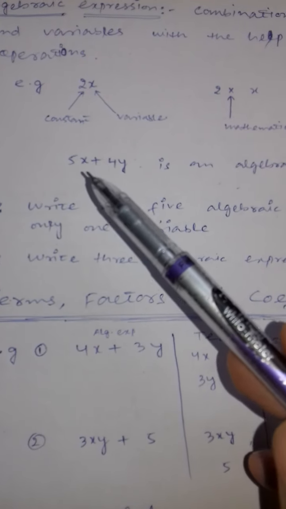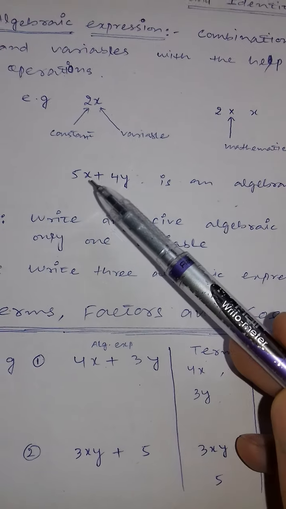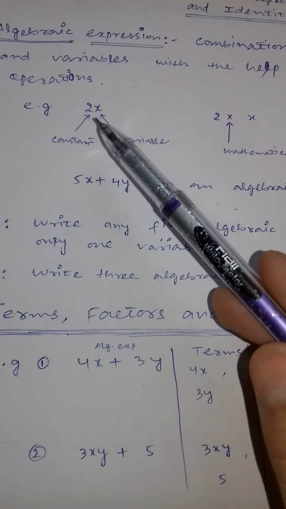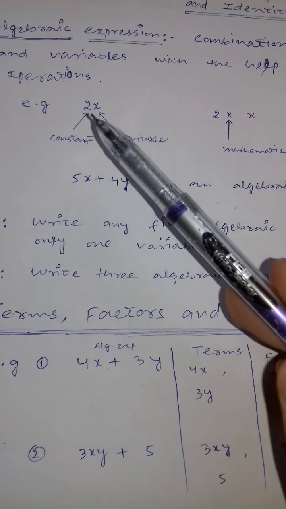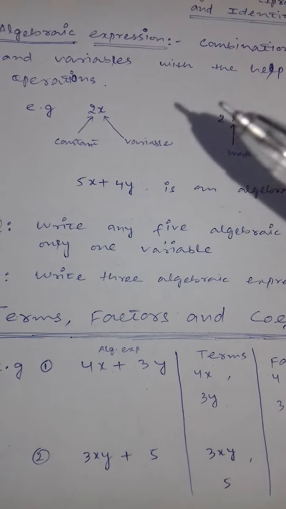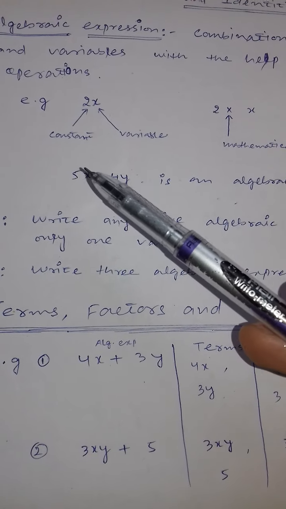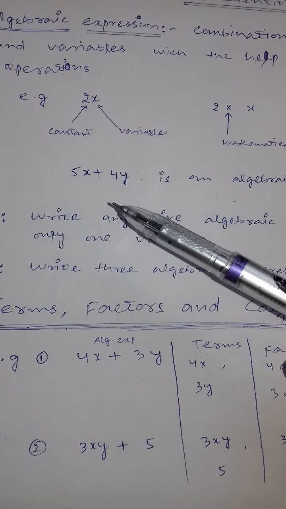Let's take one more. 5x plus 4y is an algebraic expression. Why? Because 5x is an algebraic expression, 4y is an algebraic expression. As you have seen here, it is just like 2x. 5x is just like 2x because here 5 is a constant, x is a variable, 4 is a constant, y is a variable. So it is an algebraic expression. This is also an algebraic expression. So the sum of two algebraic expressions is again an algebraic expression.